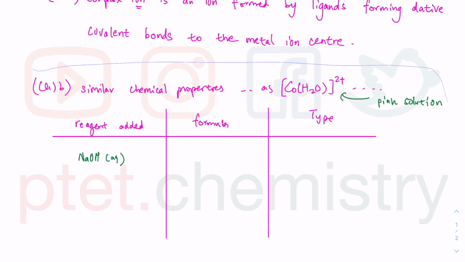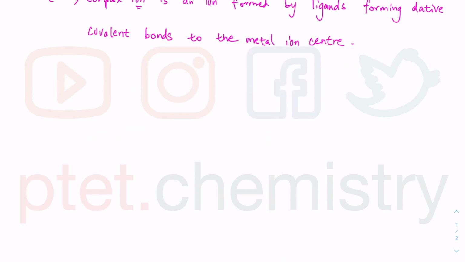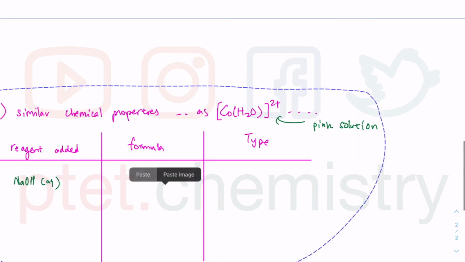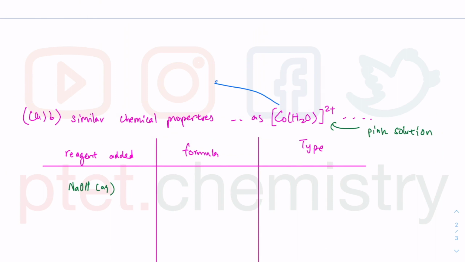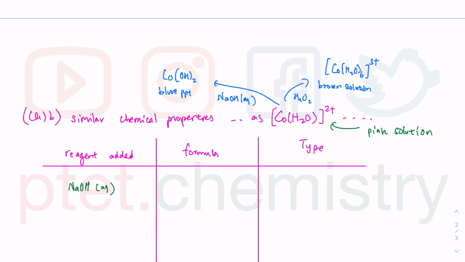I think I better move this table to a new page, because I want to talk a lot more about this than the space given. So what happened then is, with the cobalt species, if I add NaOH aqueous, I'll get cobalt 2 hydroxide, and this is a blue precipitate. And if I have H2O2, we know that we get this disgusting brown solution where the cobalt actually gets oxidized to cobalt H2O6, but now it's 3 plus, because it's the oxidation of cobalt 2 to cobalt 3.